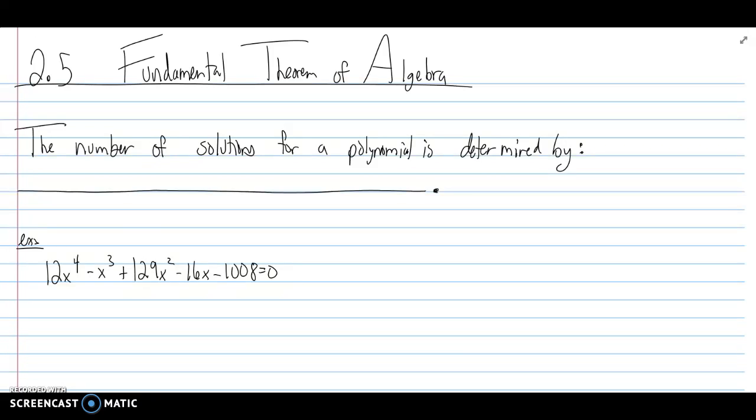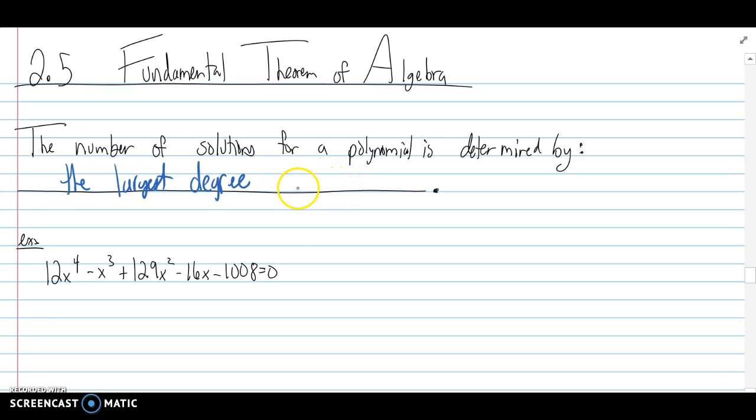This is Pre-Calculus section 2.5 on the fundamental theorem of algebra. And the key thing that we need to know about the fundamental theorem of algebra is that the number of solutions for a polynomial equation is determined by the largest degree. That's how we know how many solutions are going to be. And that includes both real and imaginary solutions.